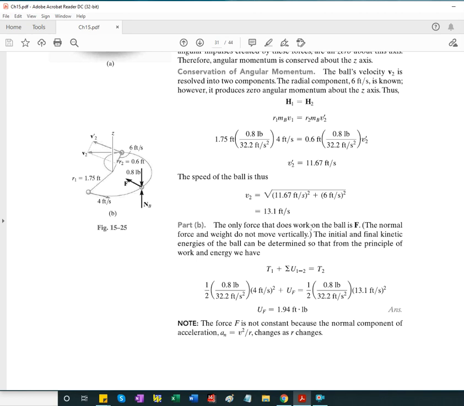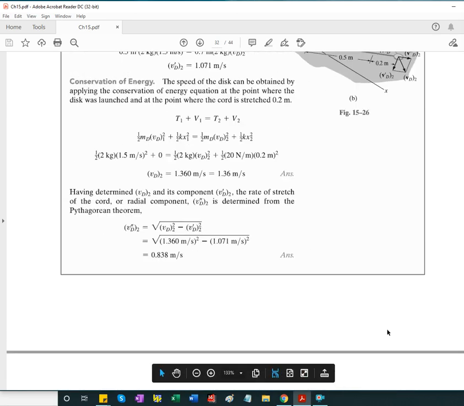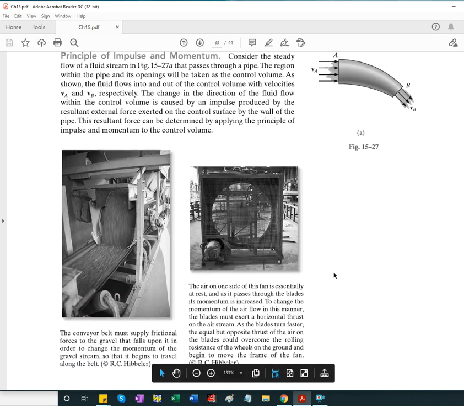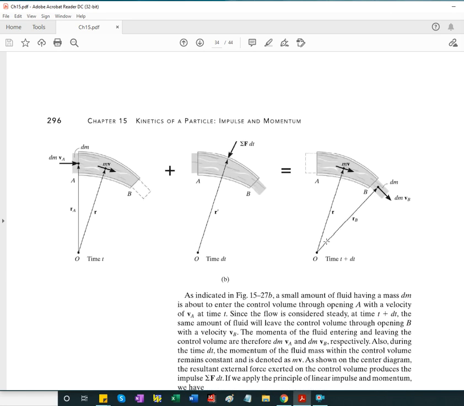Okay, so this is about it. There are sections on steady flow and fluid streams. We'll see if we are going to cover those, as well as variable mass. This is why dynamics is required for fluid mechanics. So we'll be seeing this in fluid mechanics, maybe spending a week just on this type of problem, if not more.